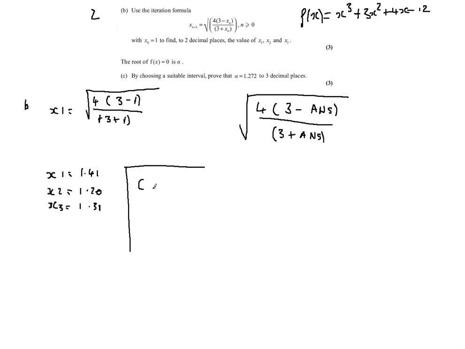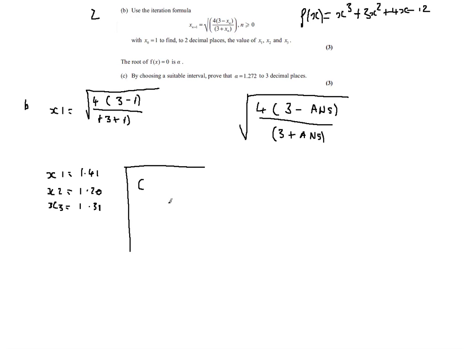Right, so part C. It's asked us, by choosing a suitable interval, to prove that alpha equals 1.272 to 3 decimal places, where the root of f of x equaling 0 is alpha. And that means that if we plugged in the actual value of alpha to the f of x equation up here, we would get an answer of 0. But because this value may be quite long, and it may not actually have an end, it's asked us to prove that to 3 decimal places that will be our answer.